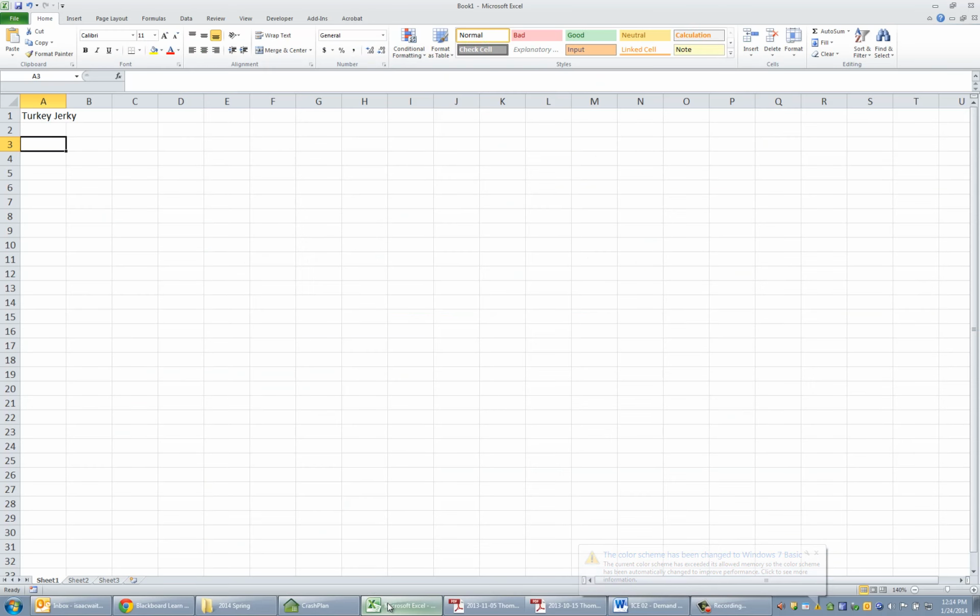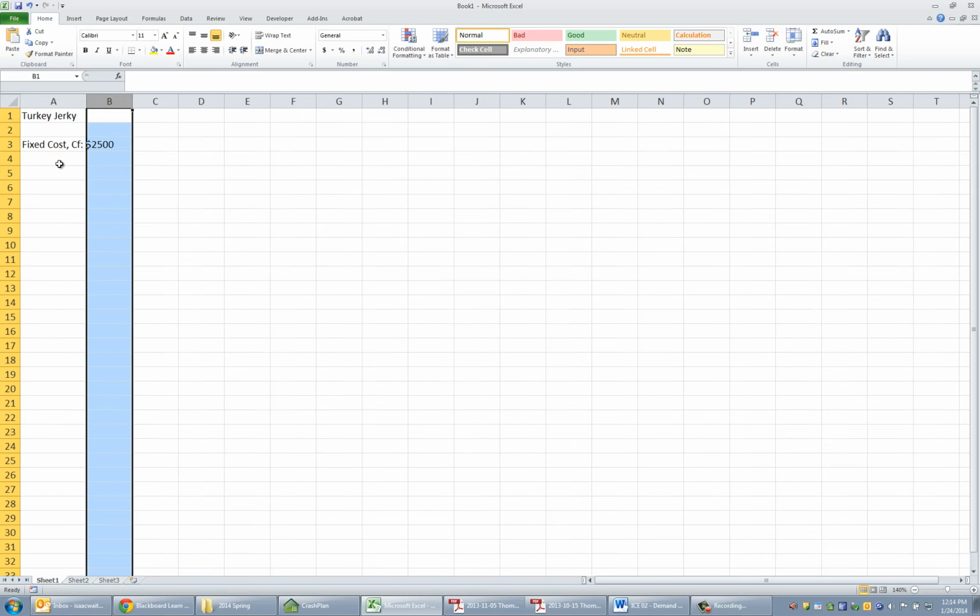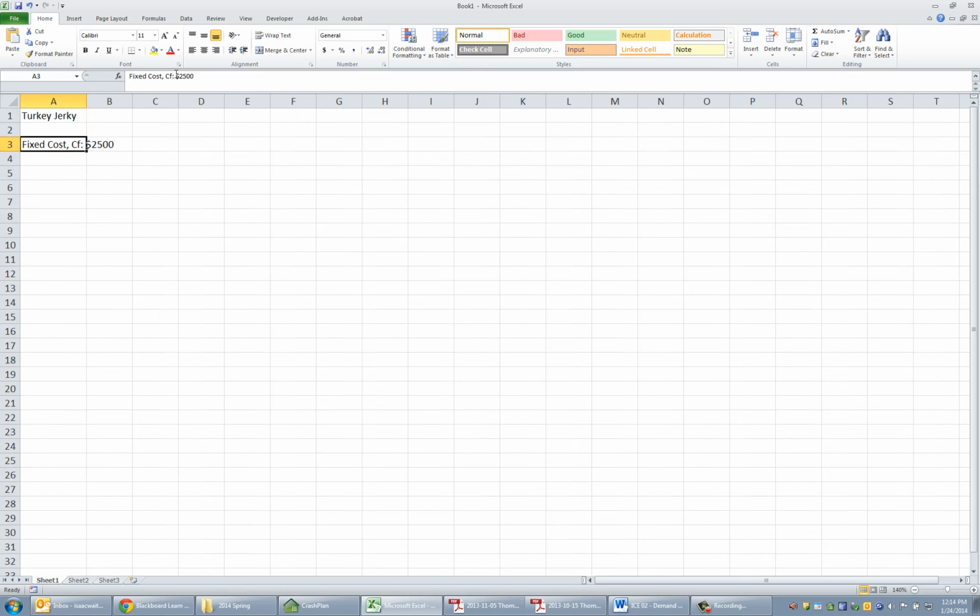This is a continuation of the turkey jerky example, and remember that we have a fixed cost, C sub F, of $2,500. Okay, I just want to have fixed cost there and the number 2,500 in the next cell. We've got variable cost per unit, C sub V, is $10 a box.